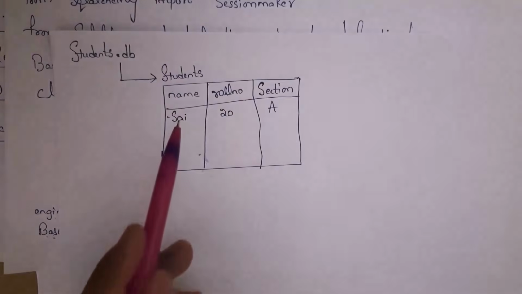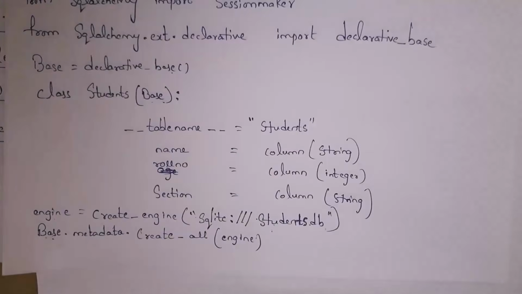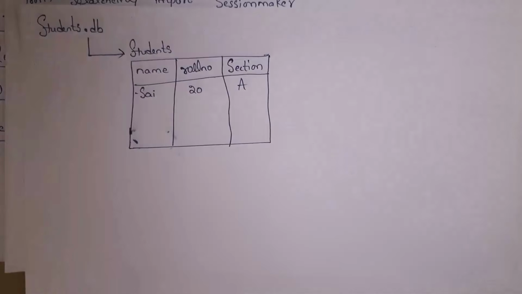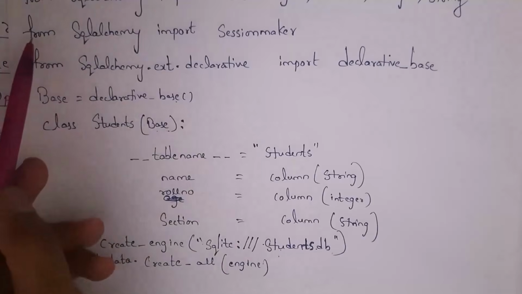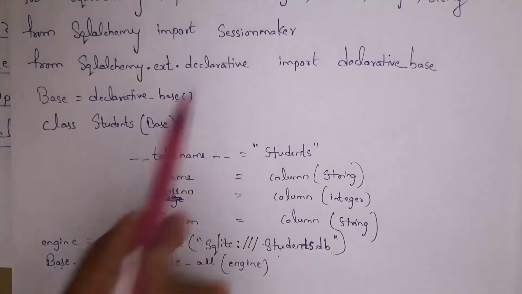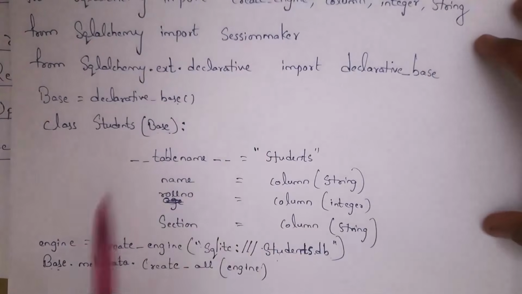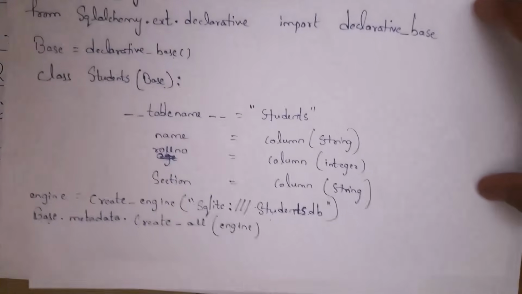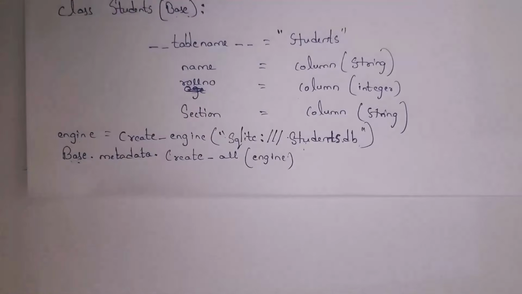Now I want to insert name Sai, roll number 20 and section A. But before that we need to create session maker. By using session maker we can connect to database. So that's why I written here from SQLAlchemy import session maker. The session maker is function. By using session maker function we can connect to this engine. So after writing this just write here. You can take any variable name.